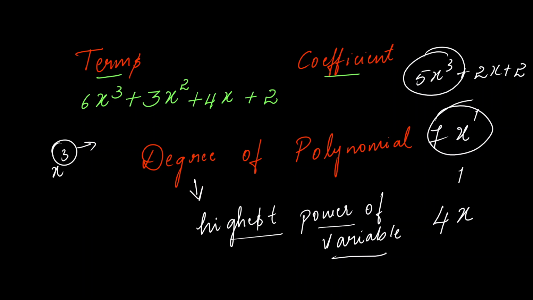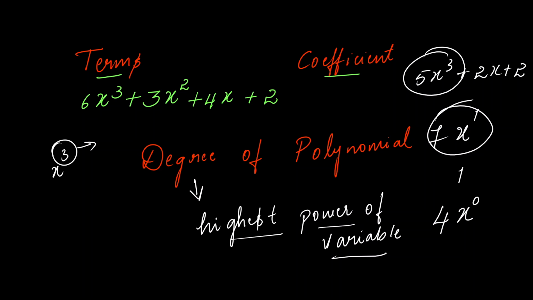Now, tell me, what is the highest power of 4? So, 4 can be written as 4 multiplied by variable to the power 0. So, 4x to the power 0. Here 0 is the degree. We have only the highest degree as 0. So, 0 is the degree of polynomial.